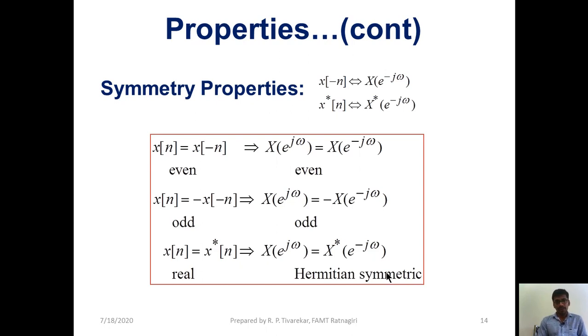Some more properties of DTFT are symmetry properties. You can pause this video at this moment and have a look at these properties. What does it say? When a signal is even or symmetric, its corresponding spectrum is also symmetric. When the time domain signal is anti-symmetric, the spectrum is also anti-symmetric. And when the time domain signal is real, the frequency domain spectrum is Hermitian symmetric.